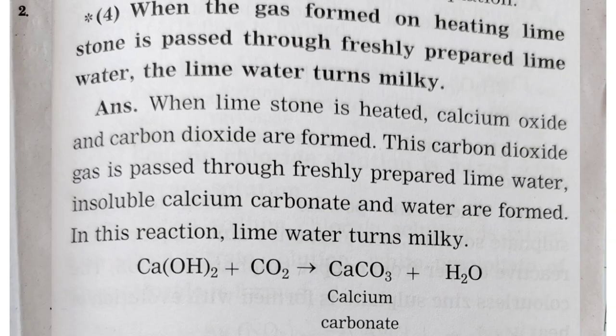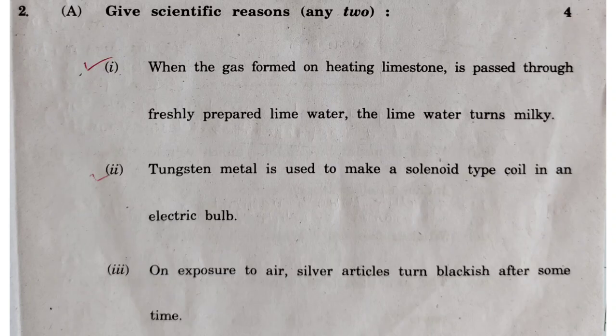Answer. When limestone is heated, calcium oxide and carbon dioxide are formed. This carbon dioxide gas is passed through freshly prepared lime water. Insoluble calcium carbonate and water are formed. In this reaction, lime water turns milky. Reaction: Ca(OH)2 plus CO2 gives CaCO3 calcium carbonate plus H2O water.